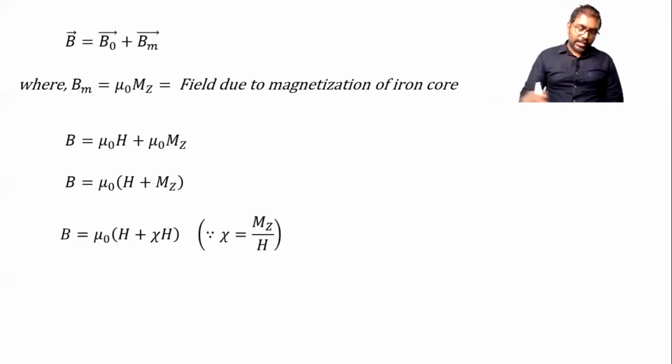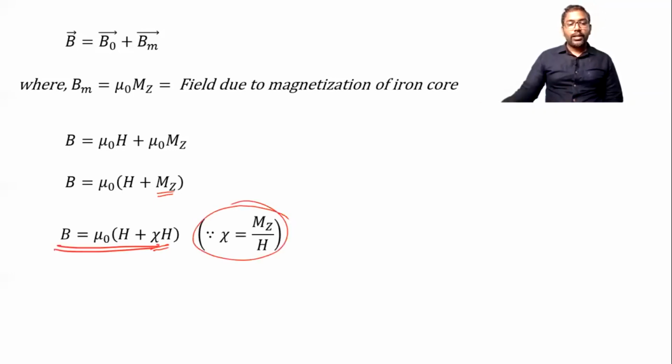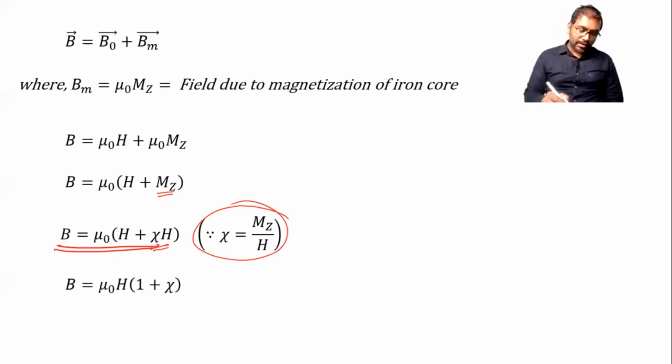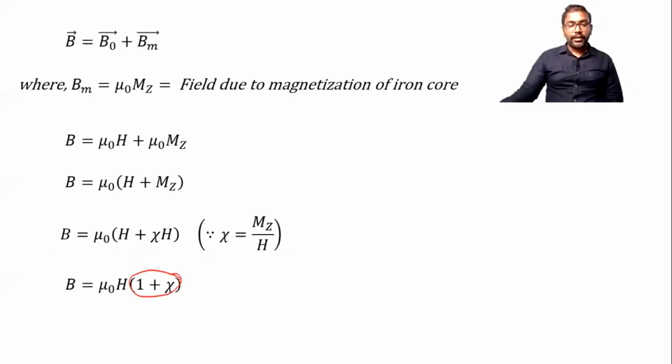Then this magnetization we can write as susceptibility times this magnetic intensity H by using this formula. Then we get this equation for B. Then here H we can take common. Then mu 0 H is outside and 1 plus susceptibility is in a bracket. Now this 1 plus susceptibility is a relative permeability.